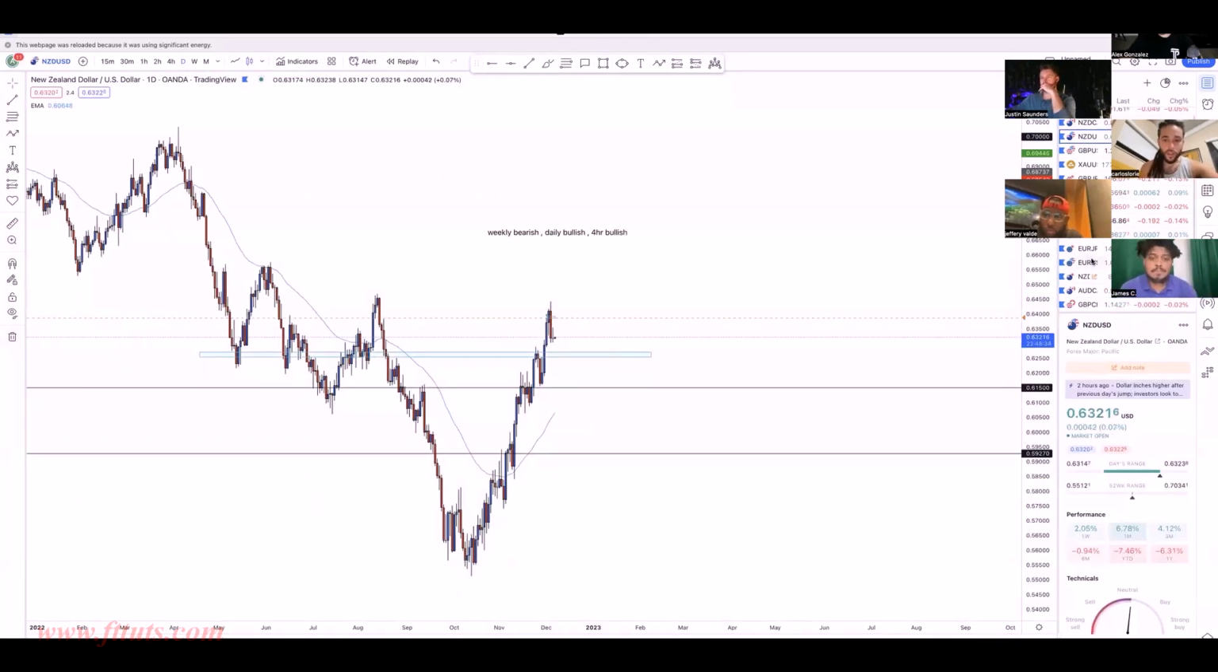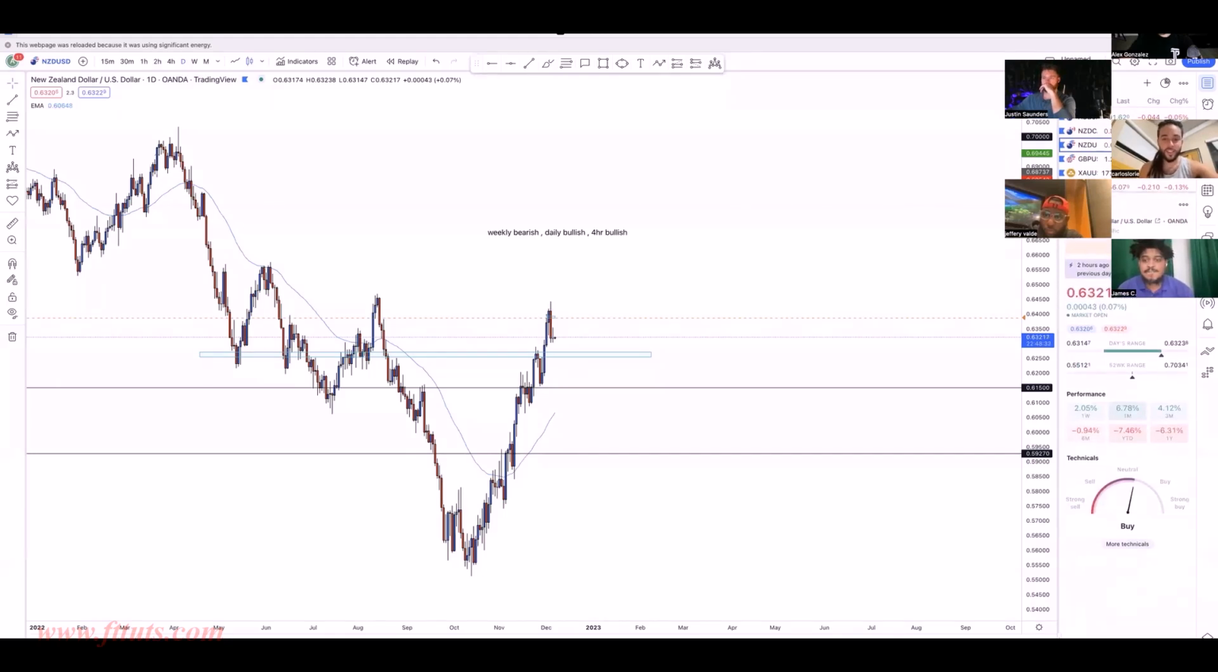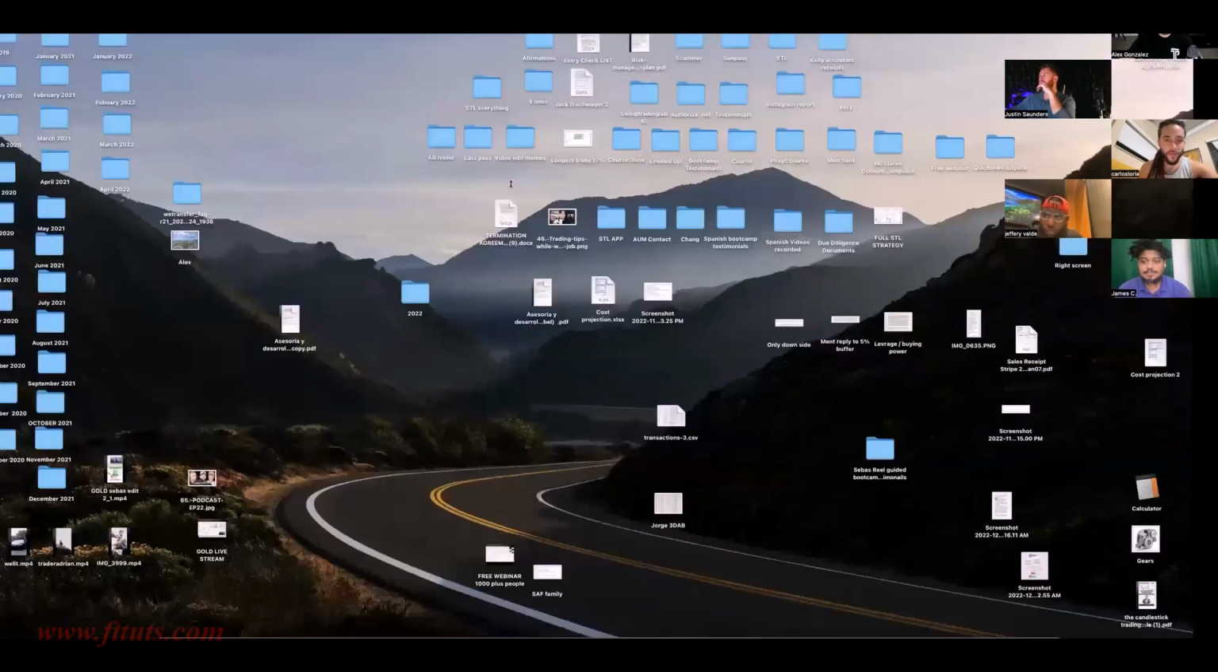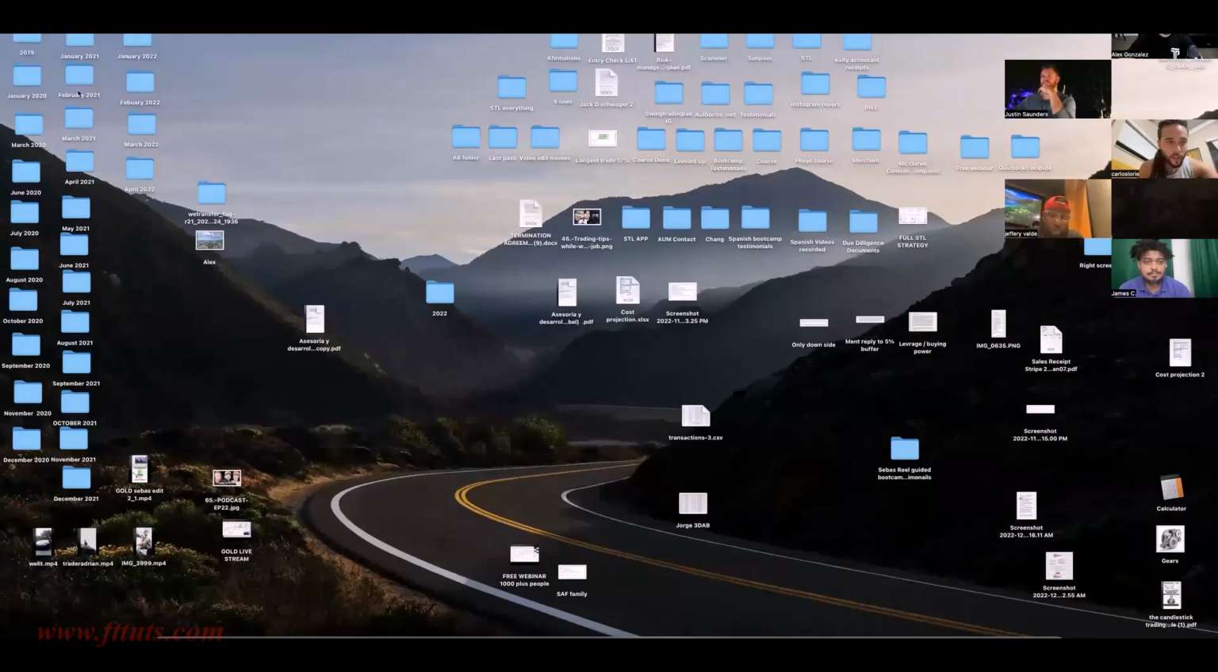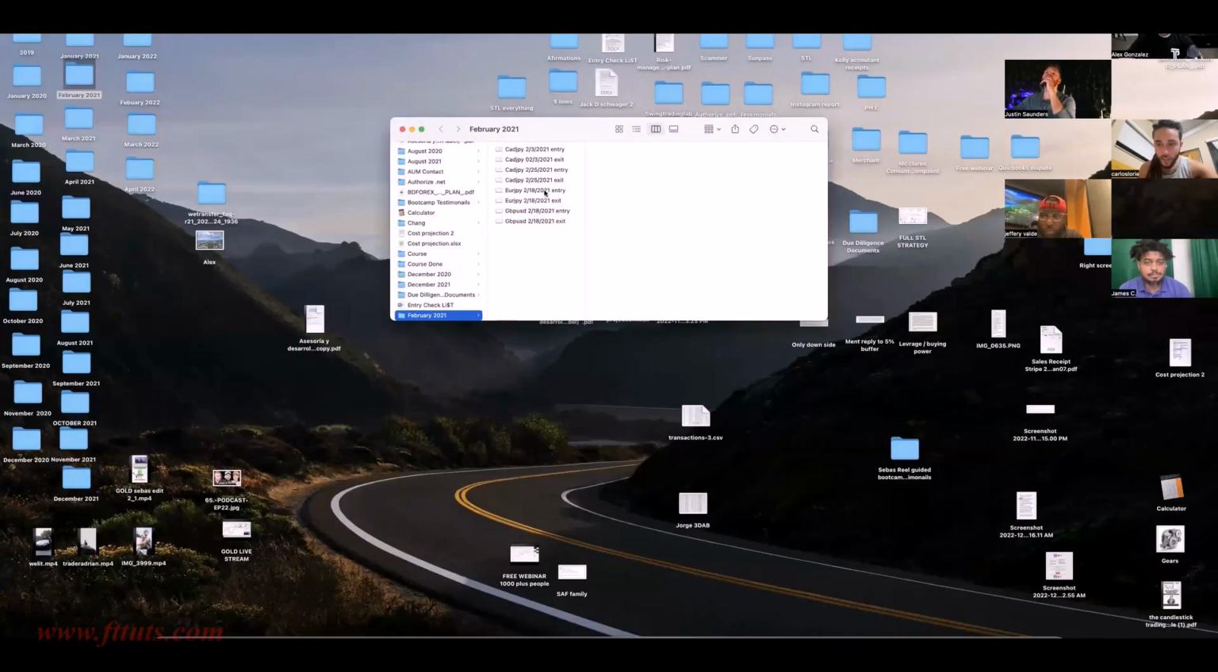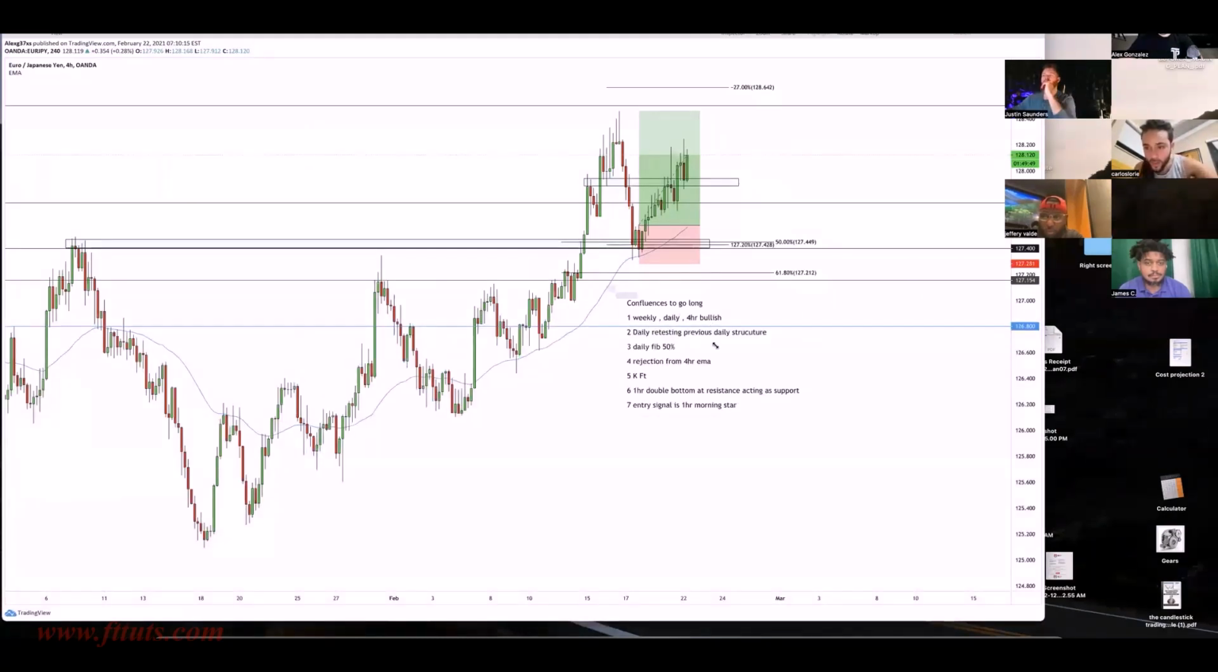Yeah, okay, there's none. But I'm going to show you guys a little bit what it could look like. So this is my, let's just go February 2021. I'm just clicking around the month and let's go to here, Euro JPY entry. So this right here, there's a reasoning behind all of this.